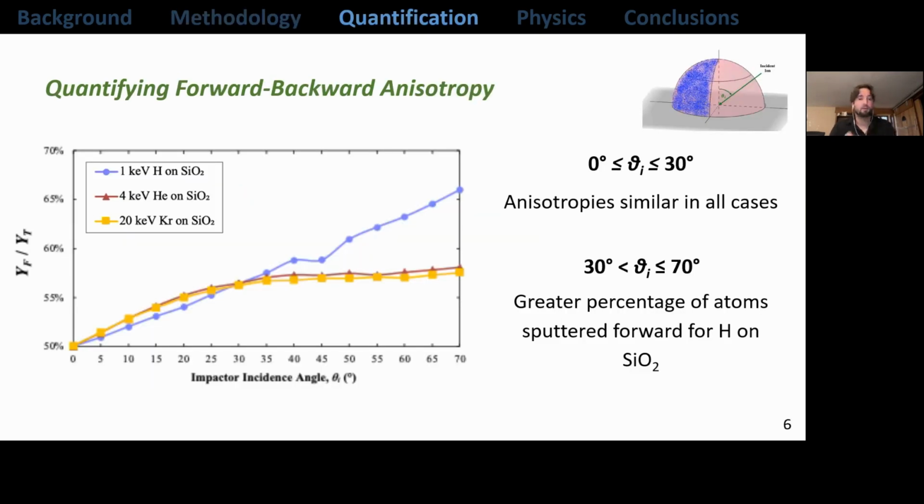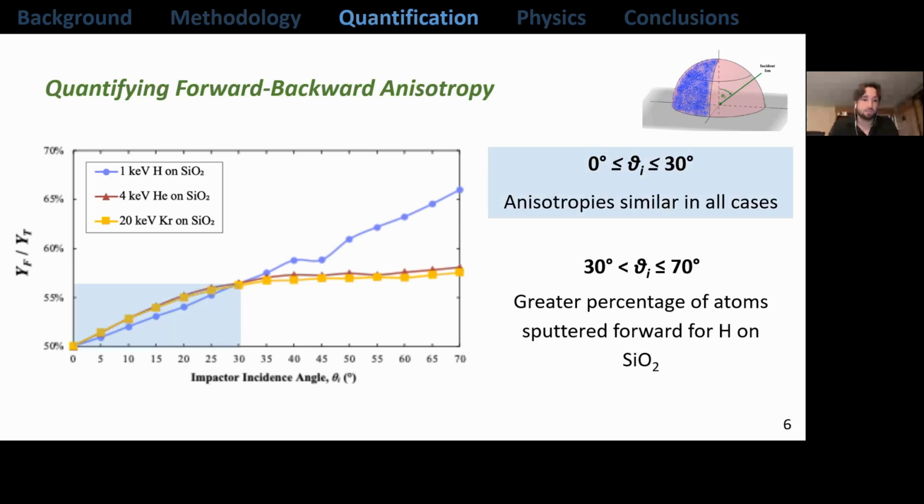So first we quantify forward anisotropy. Shown on the y-axis, we've taken the forward sputtering yield relative to the total yield and expressed it as a percentage and function of incidence angle. And then shown in the top right here, the forward sputtering yield is defined as any ejecta occurring in that shaded region, which occurs from 0 to 90 degrees polarly and 0 to 90 azimuthally. So you can see at an impactor incidence angle of 0 degrees, 50% of atoms are sputtered forward in all cases. As the impactor's incidence angle is increased, forward sputtering percentages increase in all cases.